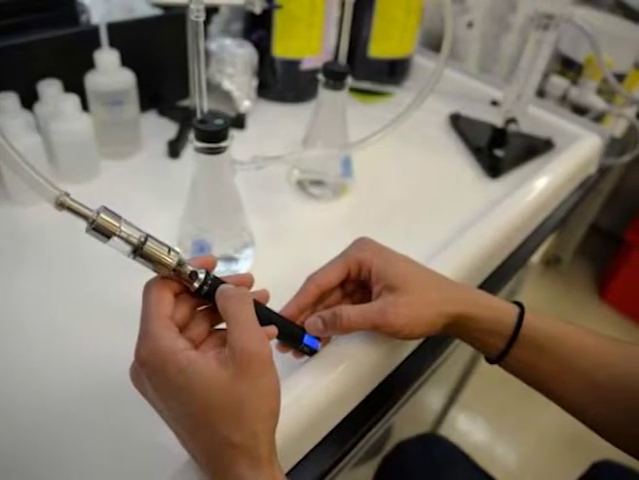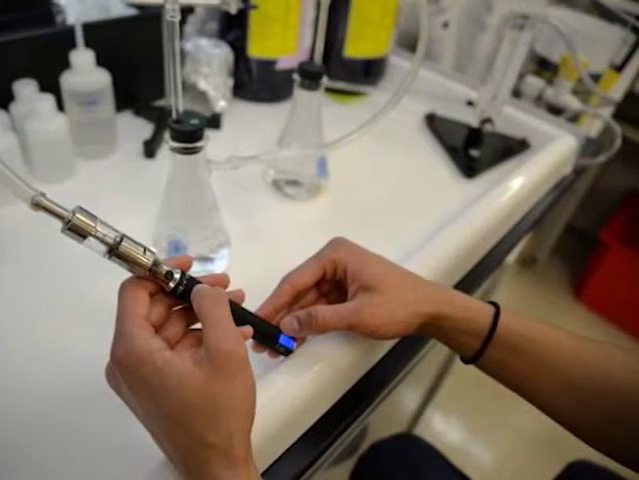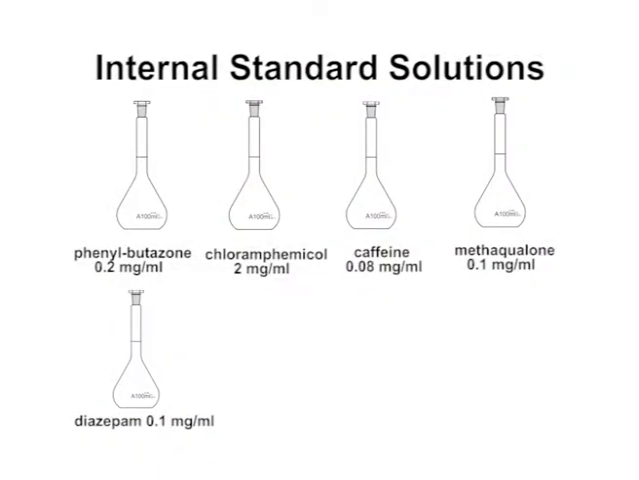Method 2. Gas chromatography of illicit heroin. The internal standard solution of phenylbutazone 0.2 mg per ml and chloramphenicol 2 mg per ml, and standard solution of caffeine 0.08 mg per ml, methaqualone 0.1 mg per ml and diazepam 0.1 mg per ml were also prepared in methanol. 2 microliter of standard mixture and internal standard solution in the ratio of 1:1 were injected.